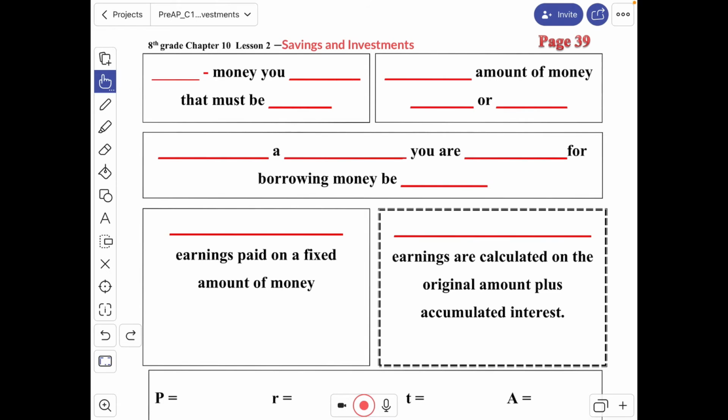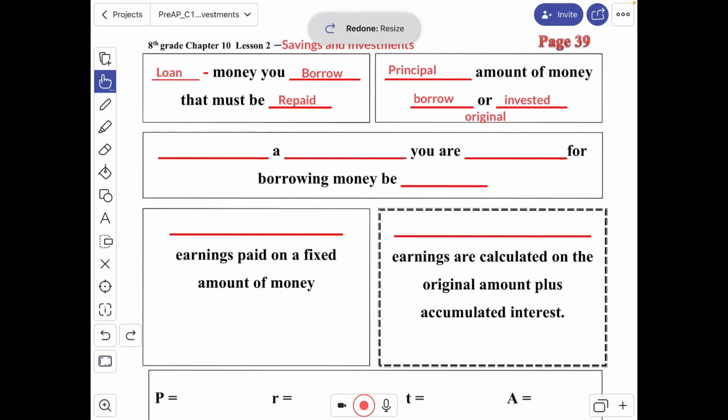Today we're covering 8th grade, Chapter 10, Lesson 2, Savings and Investments. A loan is money you borrow that must be repaid. And we've talked about this before. Principal is the amount of money you either borrow or invest.